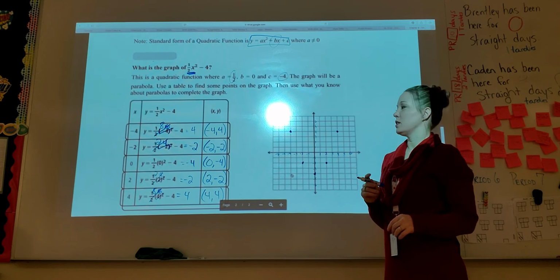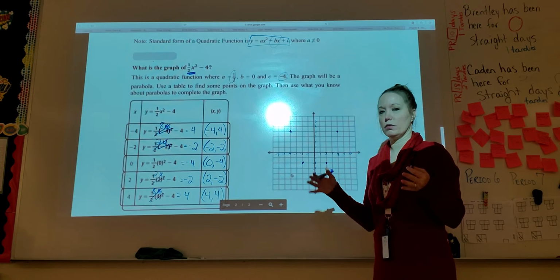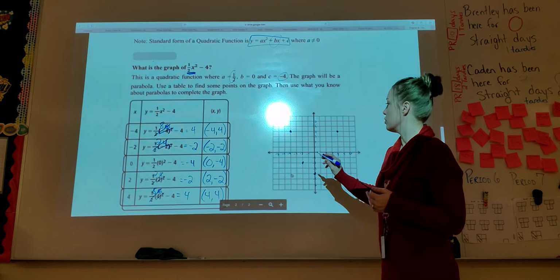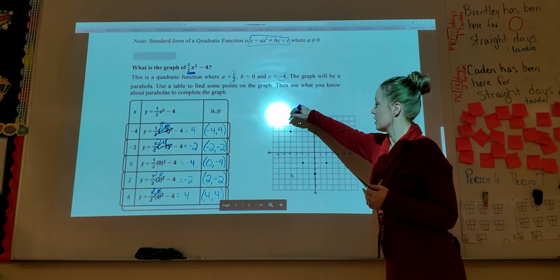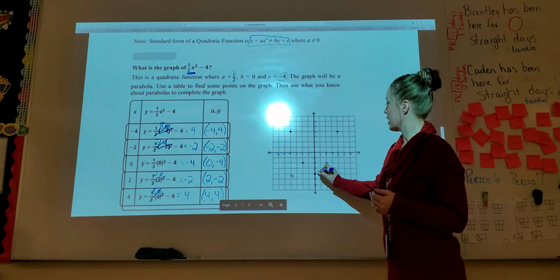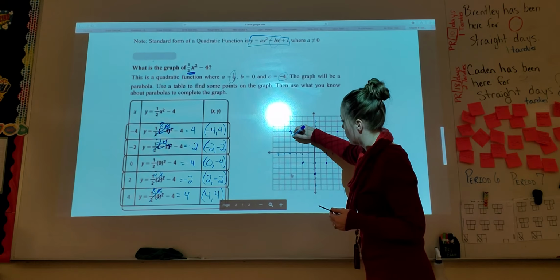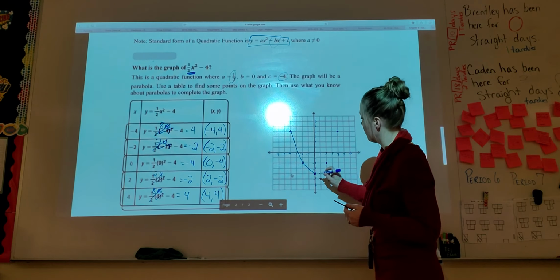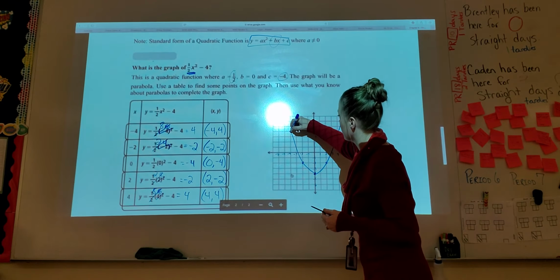And it says to complete the graph based upon what you know about these types of graphs. So you know that these are going to be like U-shaped. So it's not going to be a straight line. We're not going to connect these all with straight lines. We're going to kind of curve them out. So start here and kind of curve with it. And you're going to kind of keep the curve going.